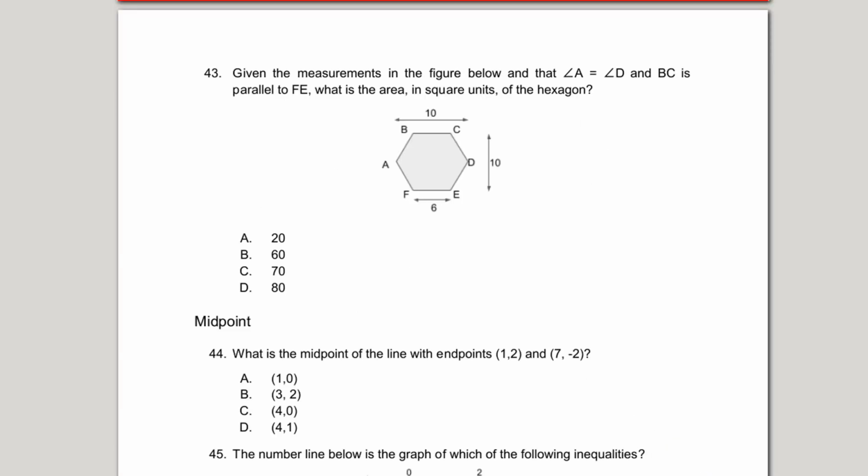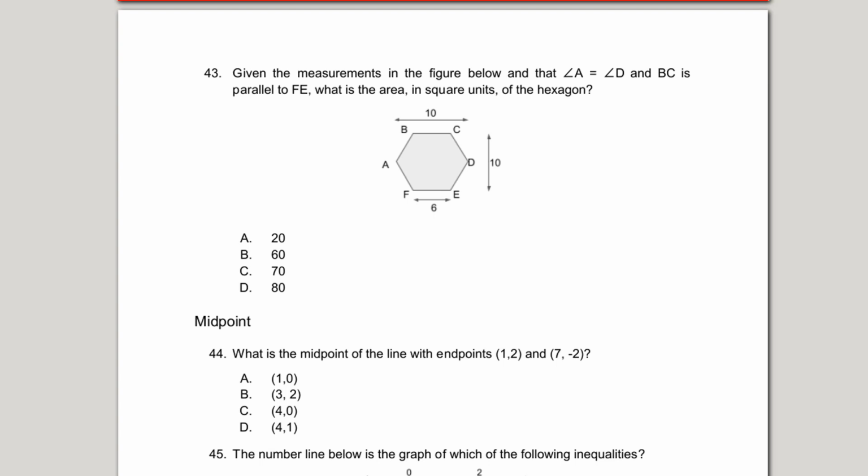Question 43 says, given the measurements in the figure below and that angle A equals angle D and BC is parallel to FE, what is the area in square units of the hexagon? A hexagon being a 6-sided figure. So when I'm looking at a question like this, I don't off the top of my head know a formula for the area of a hexagon.